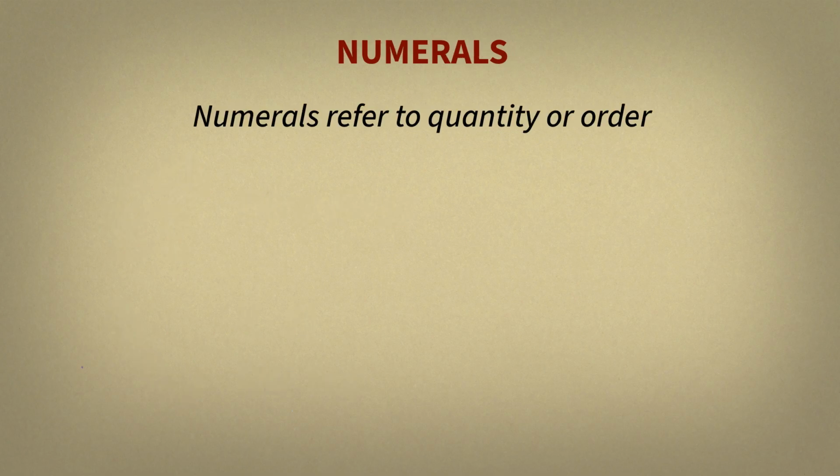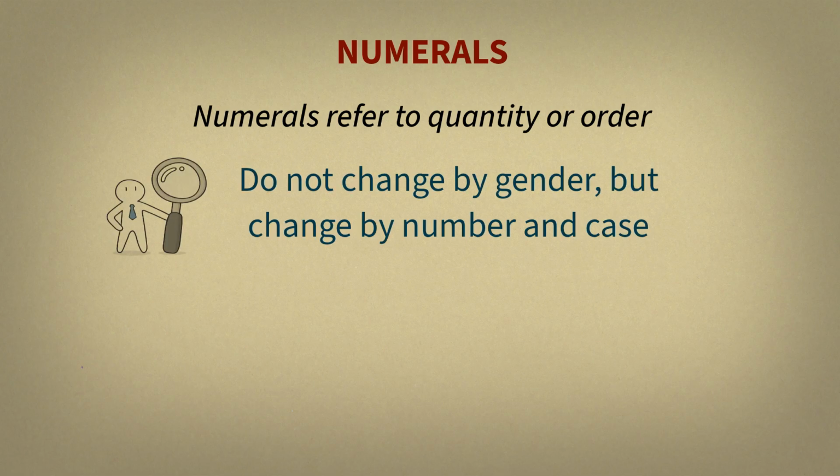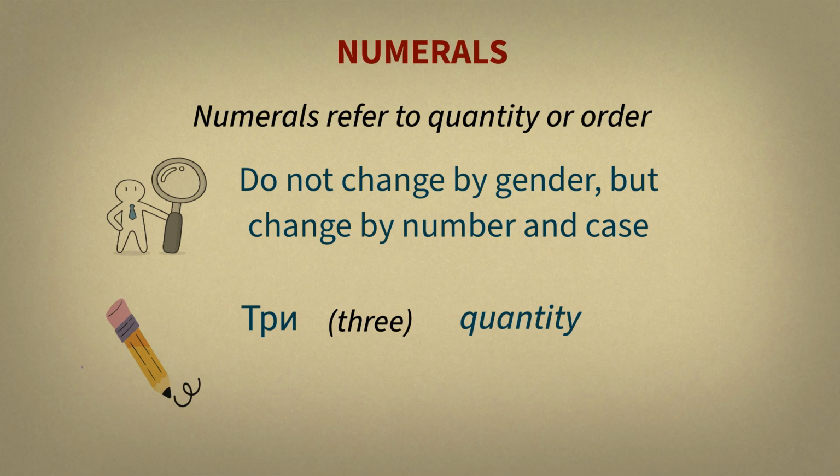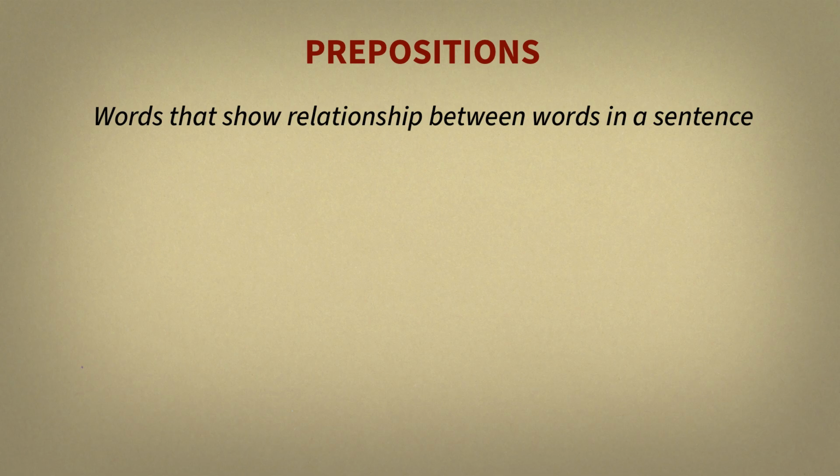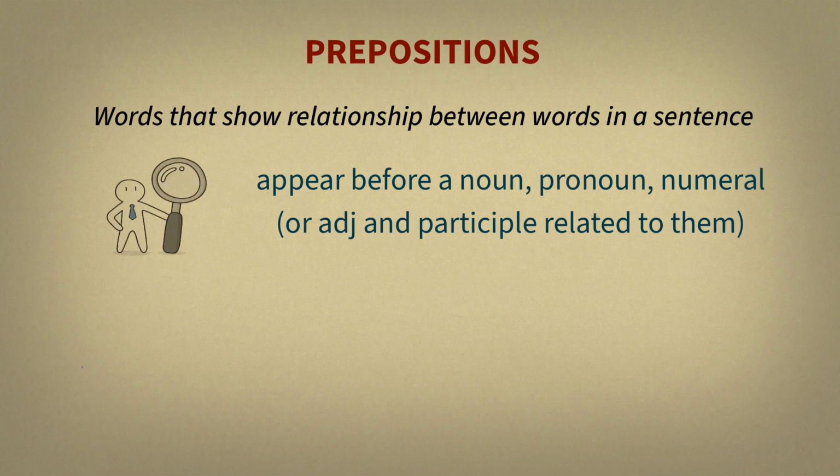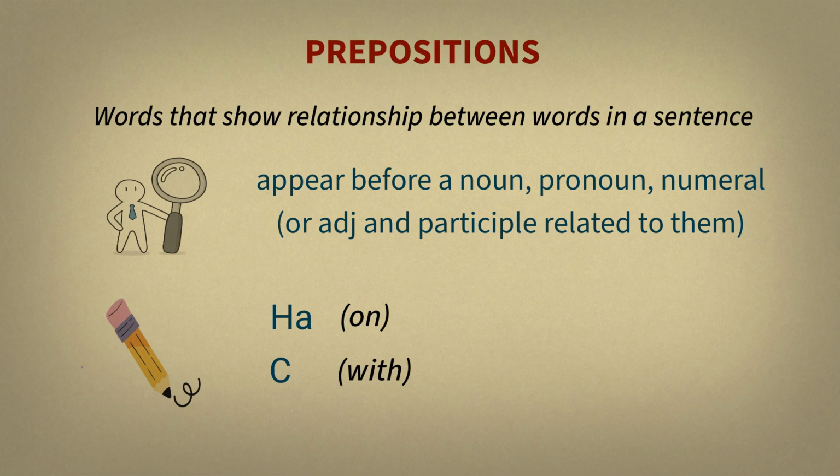Next, numerals. Numerals refer to quantity or order. They usually don't change by gender, but they can change by number and case. For example, три. It's a numeral, shows quantity. Первый. It's a numeral, shows order. Next, prepositions. They show relationships between words in a sentence. They usually appear before a noun, pronoun, and numeral, or adjectives and participles related to them. For example, на, с.